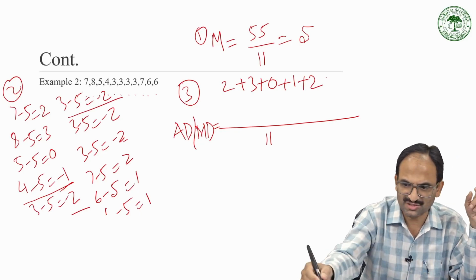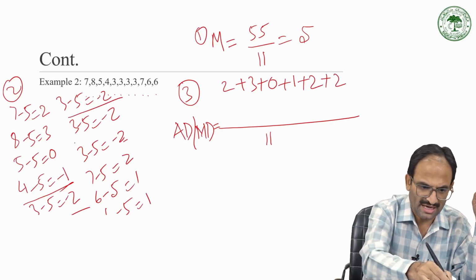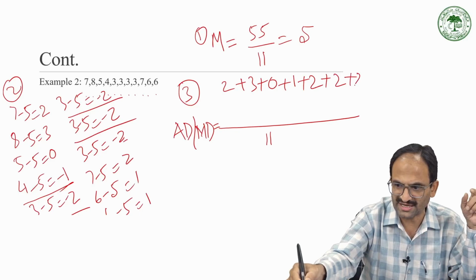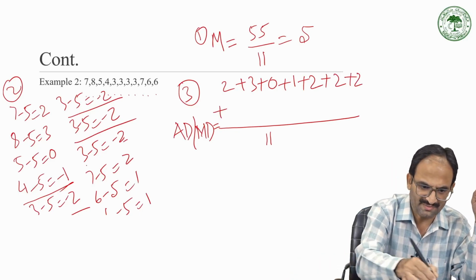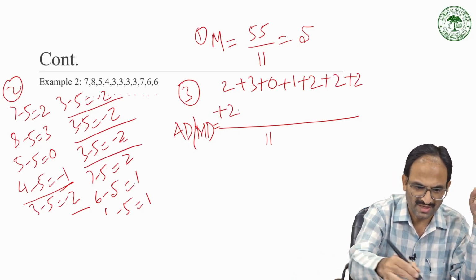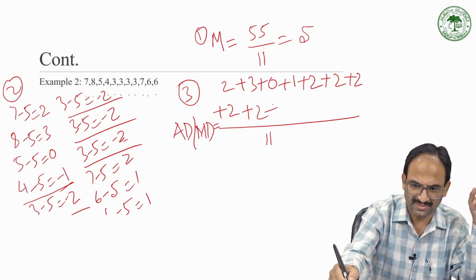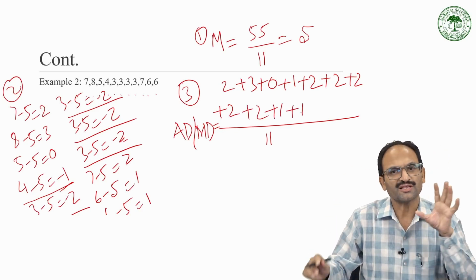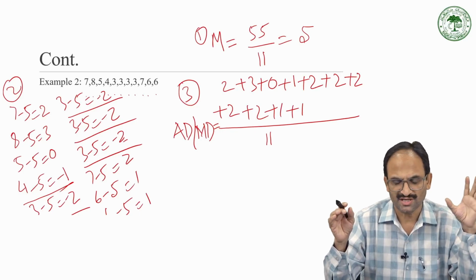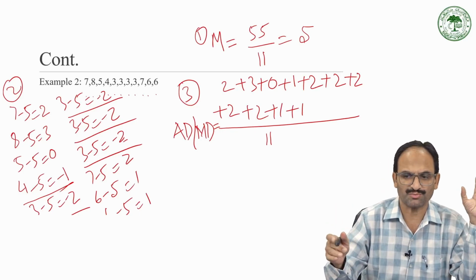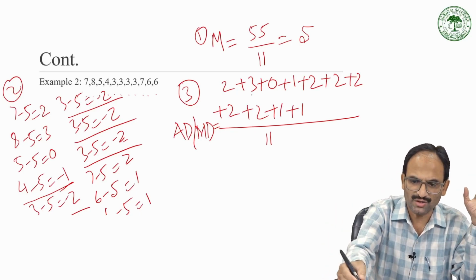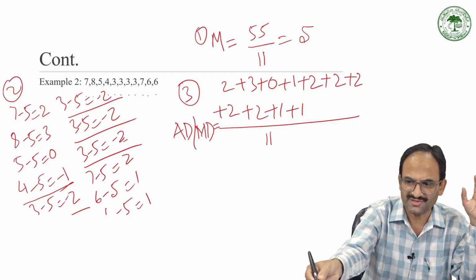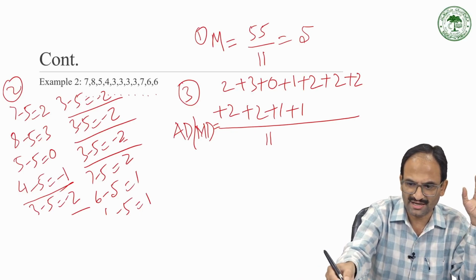So similarly next one, it is minus 2 but we will take 2. Again it is minus 2 but we will take 2. Again it is minus 2 but we will take 2. Again it is minus 2 but we will take 2. Then plus 2, then plus 1, then plus 1. Now see, there were 11 numbers, so 11 deviations should be there. So you count 1, 2, 3, 4, 5, 6, 7, 8, 9, 10 and 11.